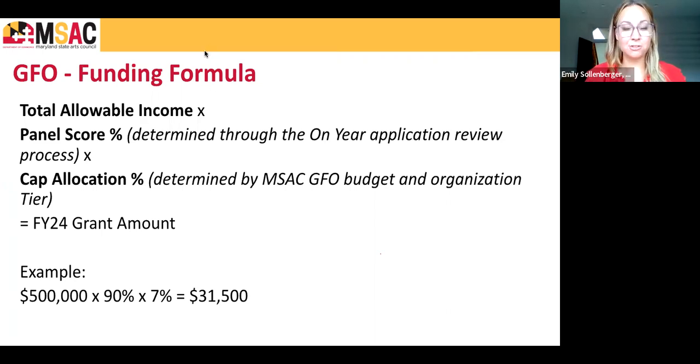So an example might be your total allowable income might look like $500,000. You might get a 90% panel score, and then your cap allocation percentage might be at 7% for the year. And that award would be a $31,500 award. So again, as you can see, the variables may change year to year as new organizations come in and different allocations are determined. With this formula, the variables change, so your amounts might go up or down depending on the year.